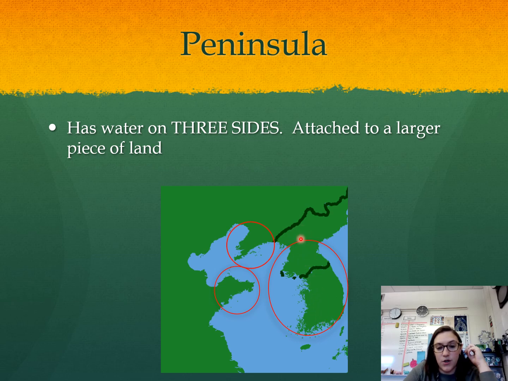So this here is the Korean peninsula, and then there's a couple of smaller ones nearby. So anytime you see a skinny piece of land sticking off of a bigger piece of land, that's a peninsula.